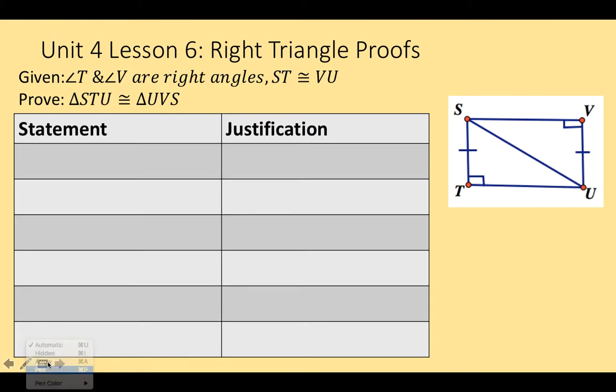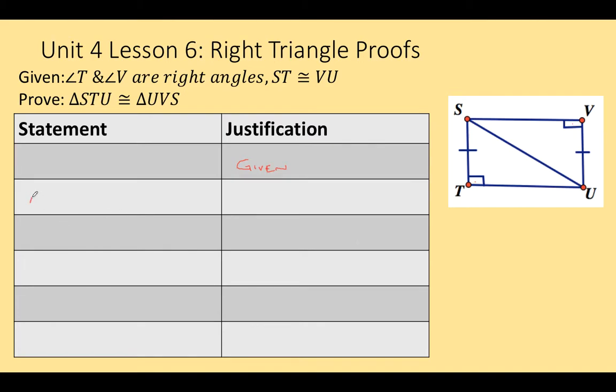Your first one here says that angle T and angle V are right angles, and also that ST is congruent to VU. Prove that the triangles are congruent. So back to just proving triangles are congruent. We've got the given here. The first thing that I'm going to do in a right triangle proof is show that I have right triangles. And if I have right angles, which I do, then I have right triangles.